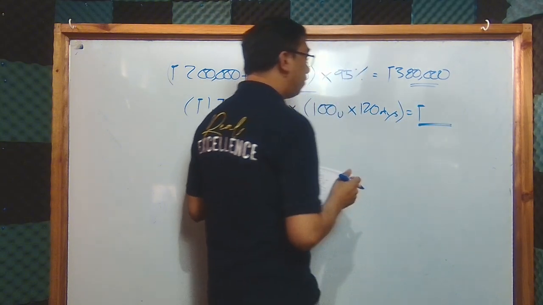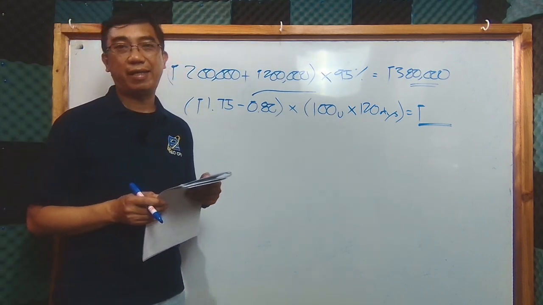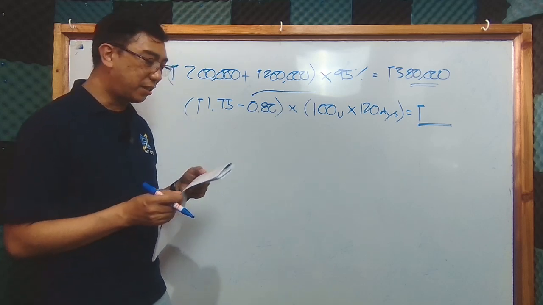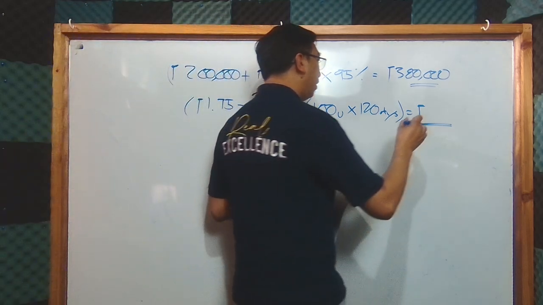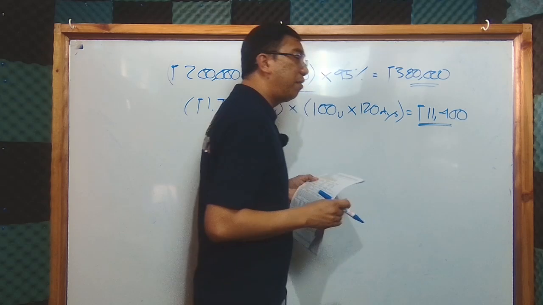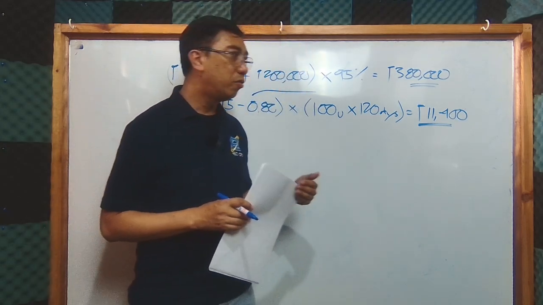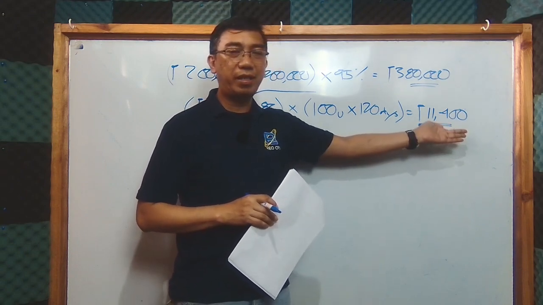How much is the contribution? How much is the contribution margin generated by Creamy Delight? So, ang contribution margin niya is in fact 11,400. So, 11,400. If you eliminate, by eliminating Creamy Delight, what will happen? We will decrease our contribution margin by 11,400.